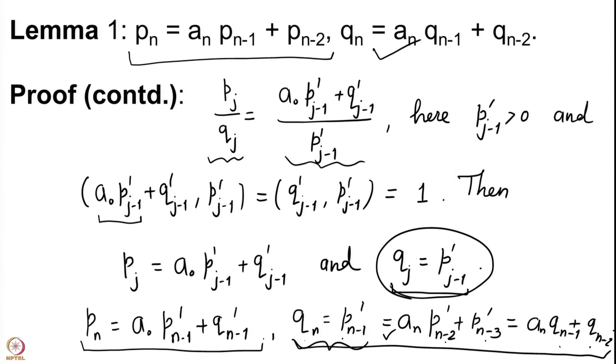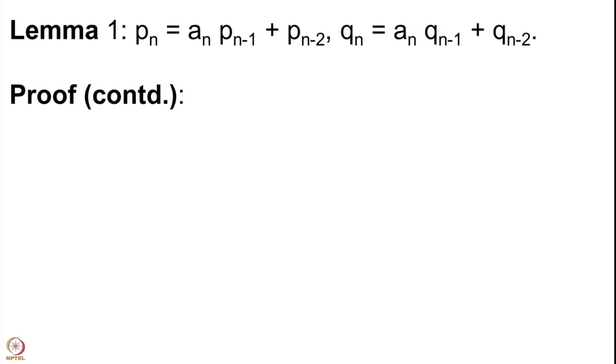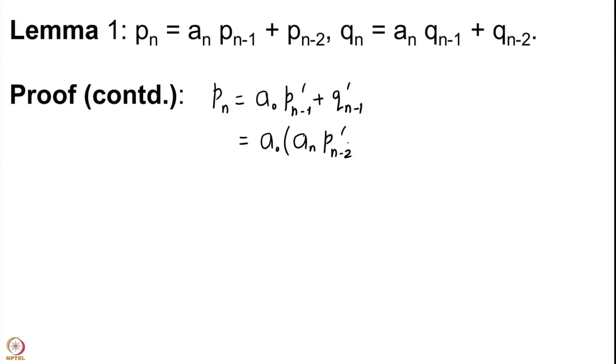So, Pn is A0 Pn minus 1 prime plus Qn minus 1 prime. This is coming from the Pj's in terms of P primes and Q primes. So we get that Pn is A0 Pn minus 1 prime plus Qn minus 1 prime, but these primes satisfy the recursion. So let us write it down for each of the P prime and Q prime. This is going to be An Pn minus 2 prime plus Pn minus 3 prime plus Qn minus 2.